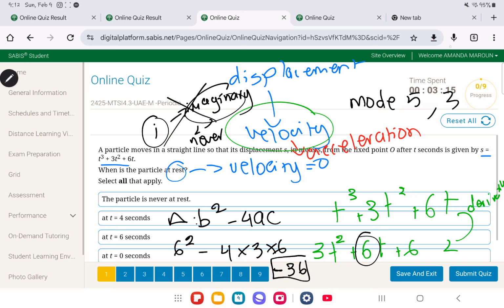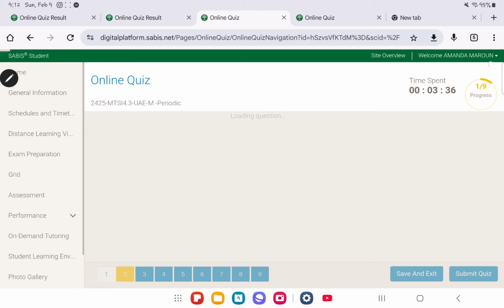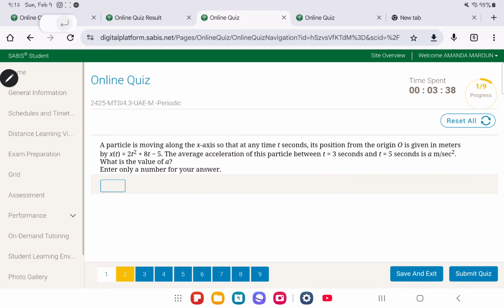Now, whenever we have a negative number, that means it has no real roots. And if it has no real roots, that means it is impossible or imaginary or i. And again, if it's impossible or imaginary, it means never. So what we can say about this particle is that it is never at rest. So we move on to the next thing.